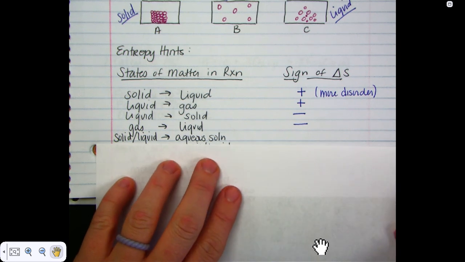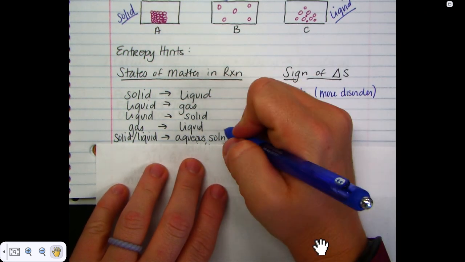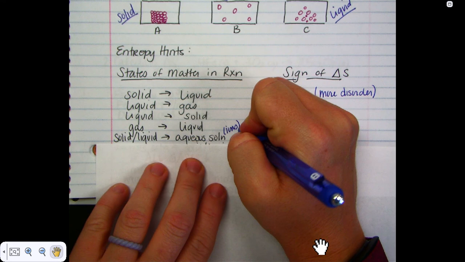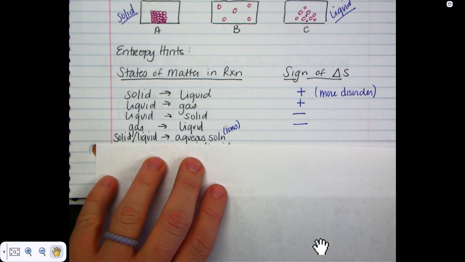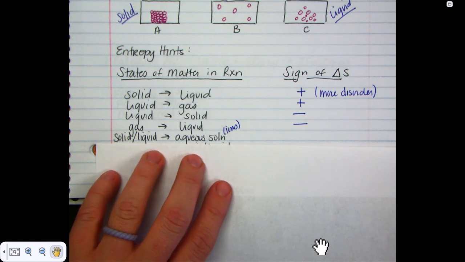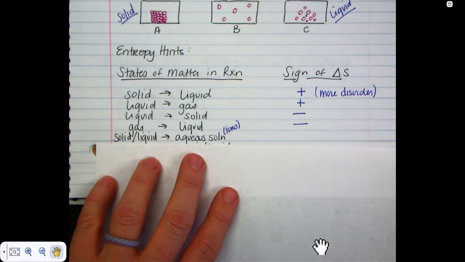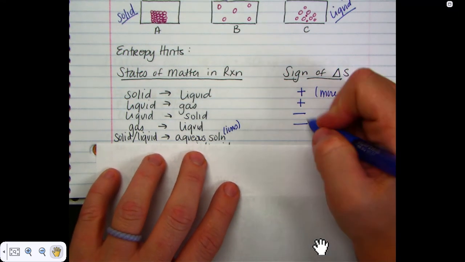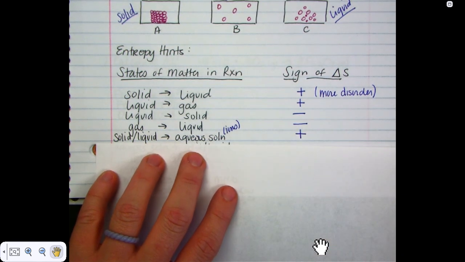Solid or liquid to an aqueous solution. Remember that aqueous means that we have ions in solution, free-floating ions. So if I go from something that is solid into ions, or something that is combined as a liquid into ions, I'm going to at least be breaking one thing down into two or more things. So this is going to have an increase in my level of entropy.